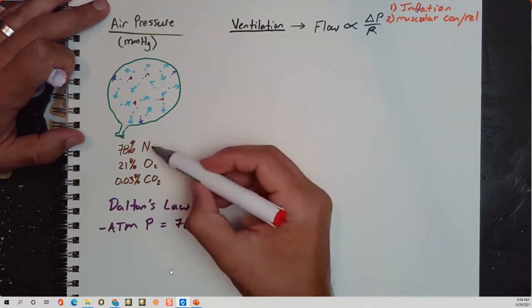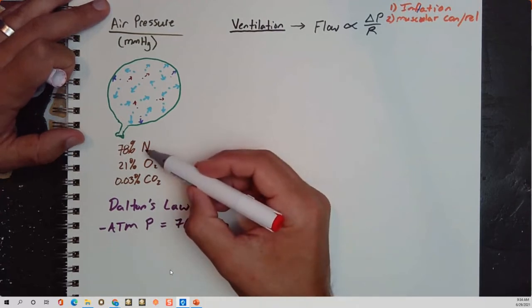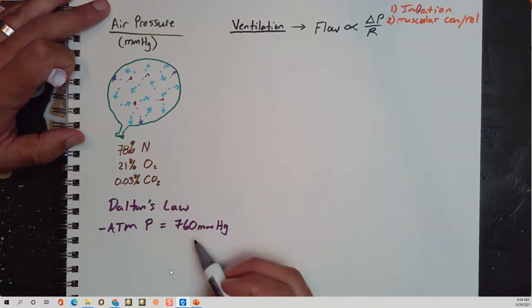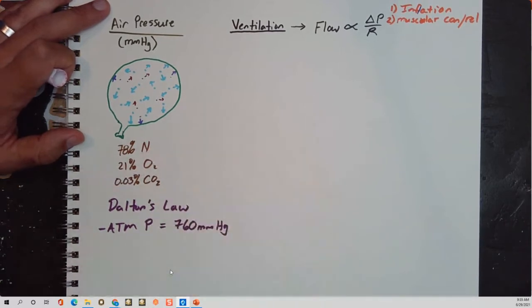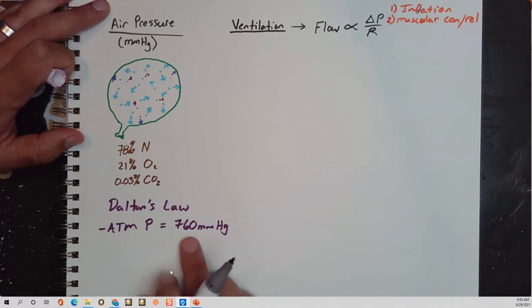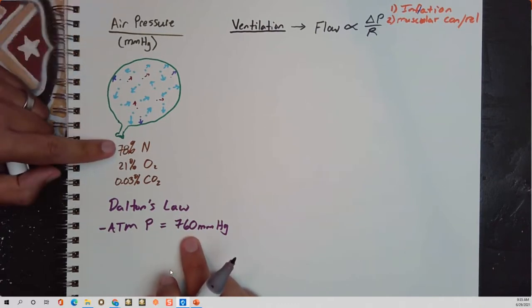Well, then he said, well, if the total composition of the air around you is 760 millimeters of mercury, and the air is made up of 78% nitrogen, then 78% of 760 millimeters of mercury is going to be the pressure being exerted by nitrogen. Does that make sense? Total atmospheric pressure 760. The air is 78% nitrogen, so there's a ton of the pressure coming from nitrogen.